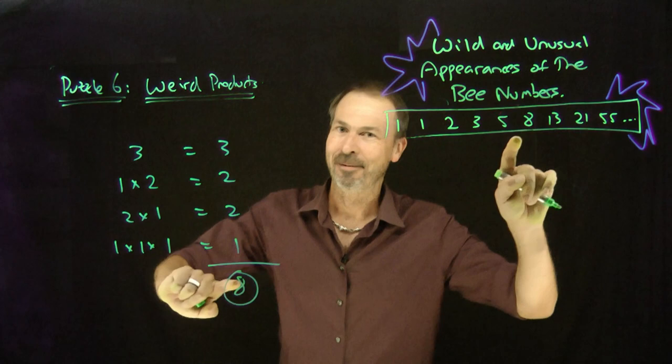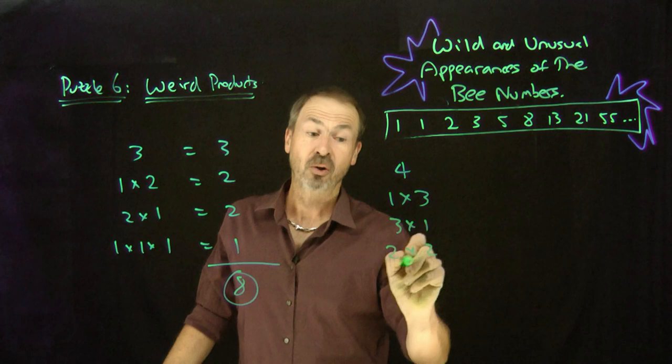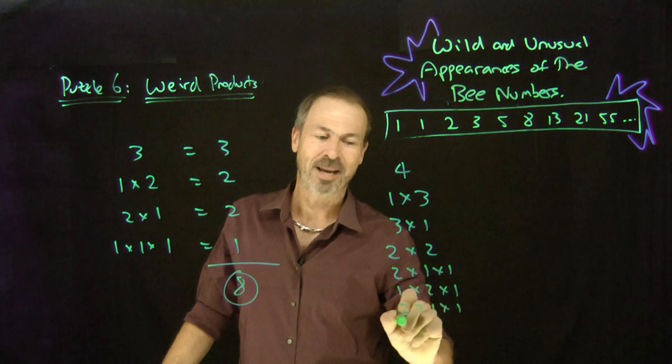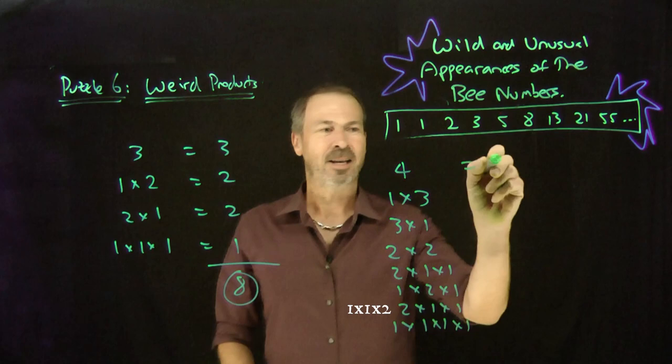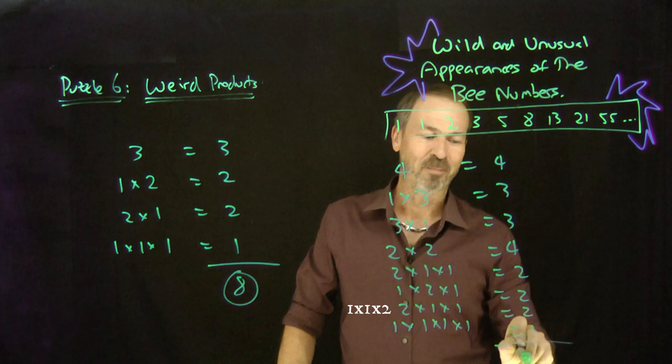Write all the ways to write 4 as a sum. Leave it as 4, do 1 and 3, make it a product. 3 times 1, 2 times 2, 2 times 1 times 1, 1 times 2 times 1, 2 times 1 times 1, and 1 times 1 times 1 times 1. I think that's all the ways we can do it. Work out these products. 4, 3, 3, 4, 2, 2, 2, and 1. Add them up. That's 10, 16, 21. It's a B number.